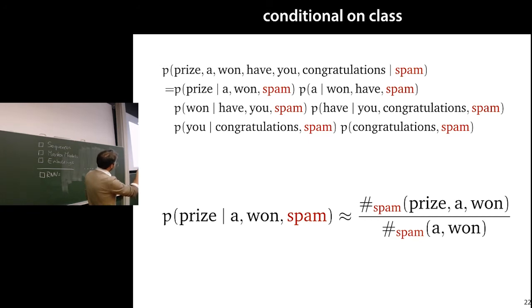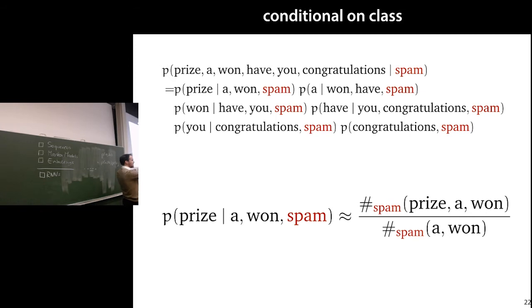So you're starting with joint probabilities already conditioned on a class. Then you apply the chain rule. You just get the same thing, except the class is always in there on the right. And you can just estimate these Markov probabilities by counting not the absolute frequencies in your data, but the frequencies in the part of your data that is labeled as spam.